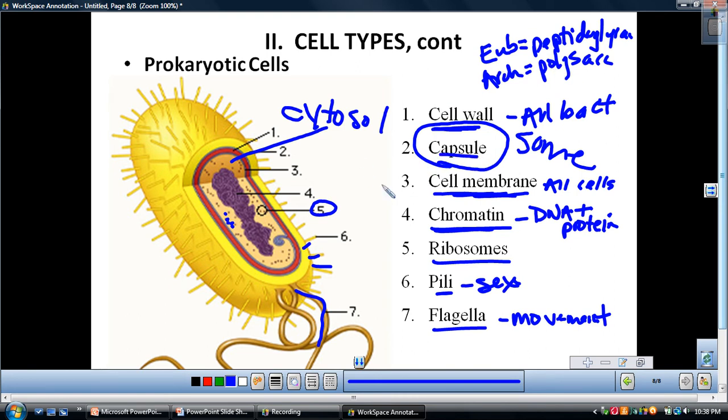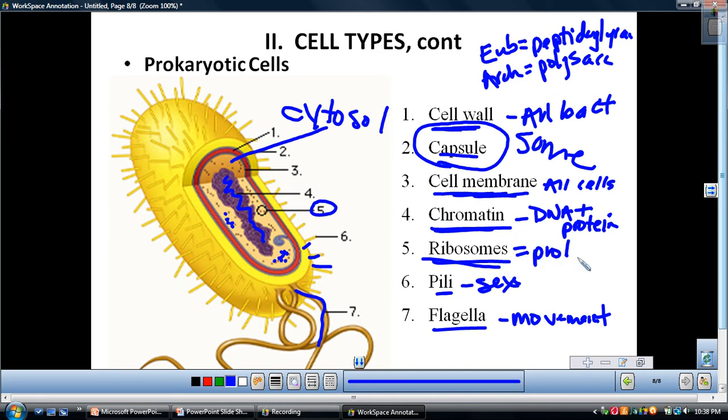Capsule is in some bacteria, so it will be on the outside of that. You can see in this picture it is the yellow. Cell membrane would be the innermost membrane, regulates homeostasis, found in all cells. Chromatin is DNA protein, that's this purple stuff in the middle. Ribosomes are the dots that are used in making proteins, and even though they are bacteria, they must have proteins.